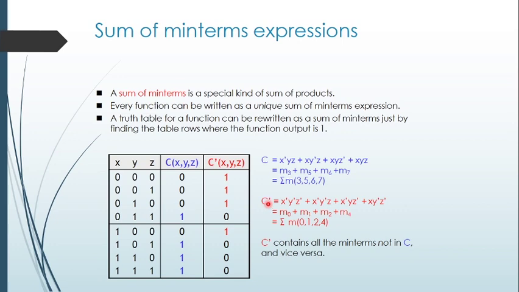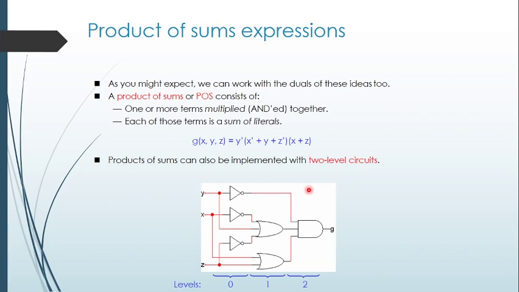And similarly, if we want to write C prime or C inverted, it will be the same. For C, where the value of C was 0, it is now 1. So it means the sum of all those minterms where C was 0, so it was 0, 1, 2, and 4, will give you C prime. So C prime contains all the minterms not in C, and vice versa. If we can write any expression using minterms only, this will be helpful in simplifying in some other ways.